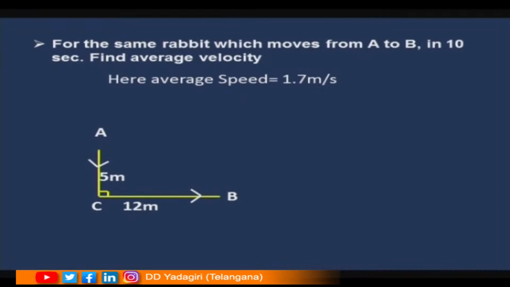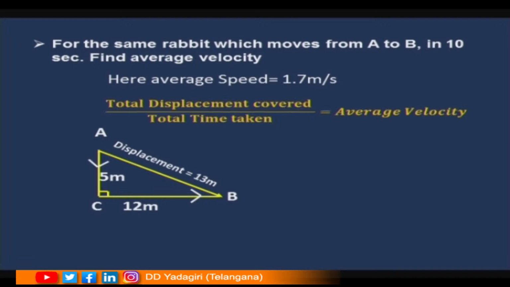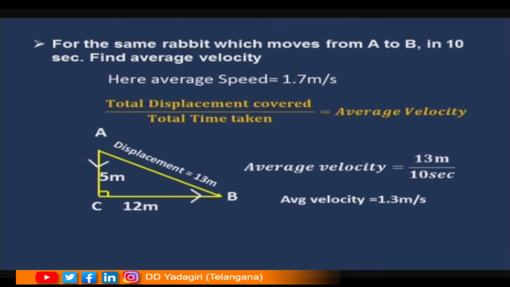Now, let us calculate the average velocity in the same case. Here the average speed is 1.7 meters per second. To find out the average velocity, we need to find out the displacement, which is 13 meters. To calculate the average velocity, use the formula total displacement covered by total time taken, which is 13 meters by 10 seconds, which comes out to be 1.3 meters per second.